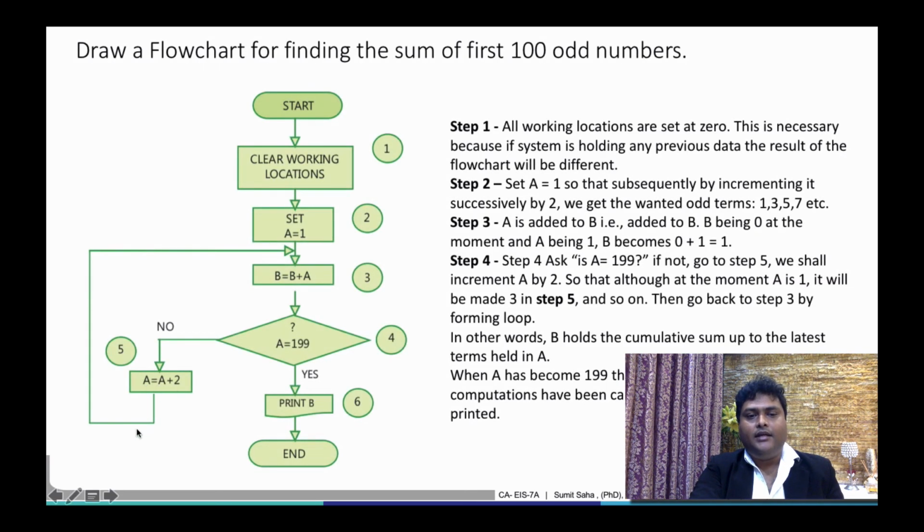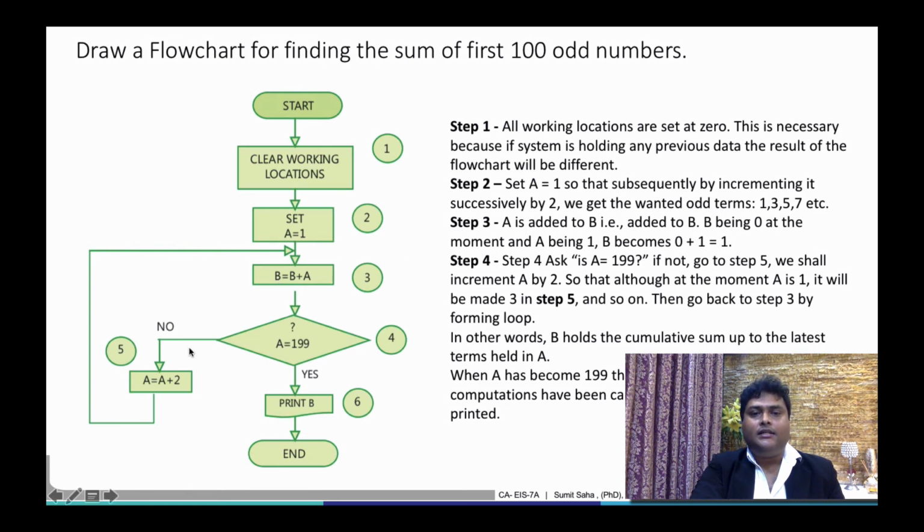Now A has become 3, and we go here, with A equal to 3 and B, in this case, 1. So the updated B is equal to 1 plus A, which is 4. Similarly, here A is equal to 3, not 199, and we repeat this process. This is called a loop. We put the observation into the loop until A is equal to 199. The moment A becomes 199, it goes yes and it prints B. And what will B be? B is nothing but 1 plus 3 plus 5 plus 7 and so on up to plus 199.